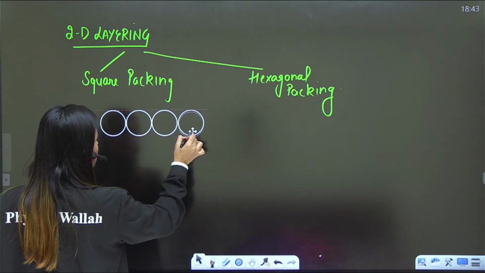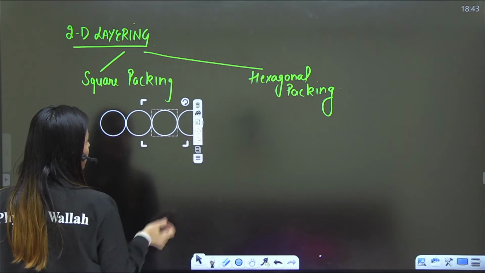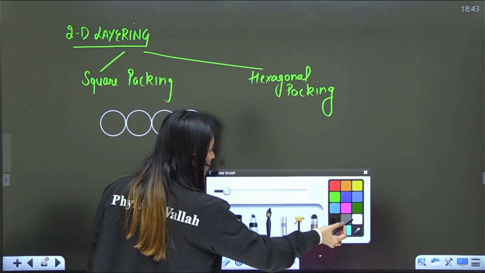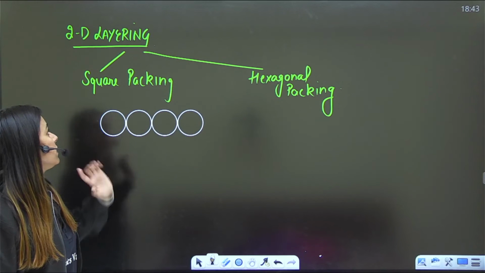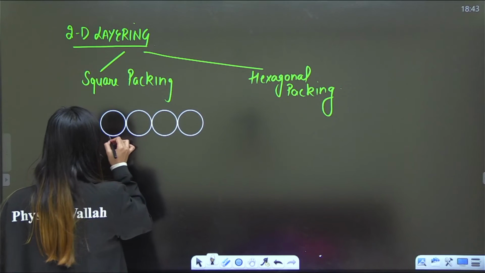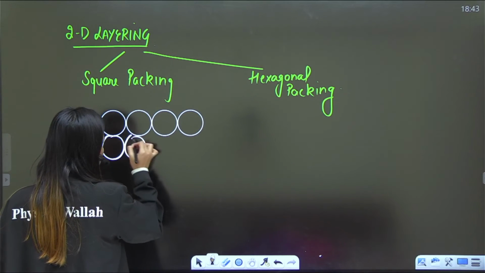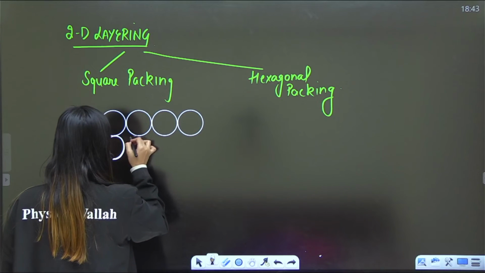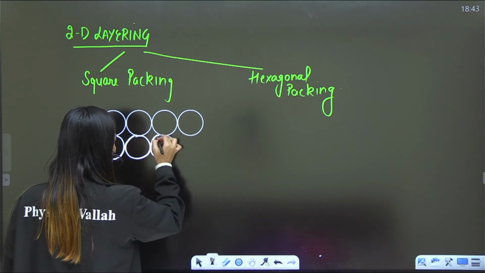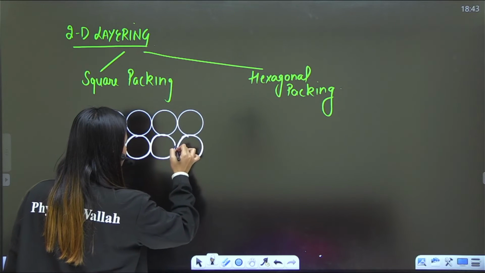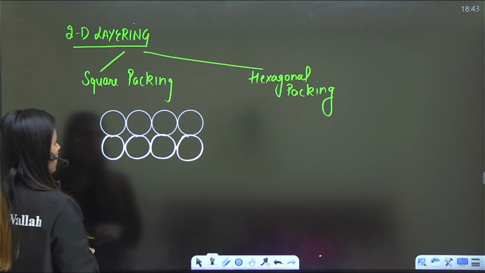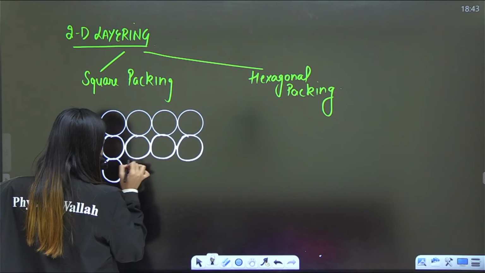Okay. Yes. I think this will take a lot of time. So this is how your layering starts in square packing. Okay, so similarly, you draw layers like this. I'll make it on my own because it is taking a lot of time. Okay. Let me just make one more layer.